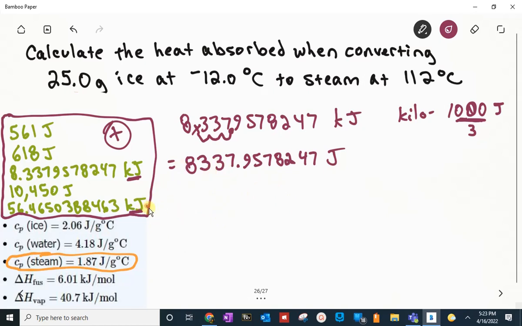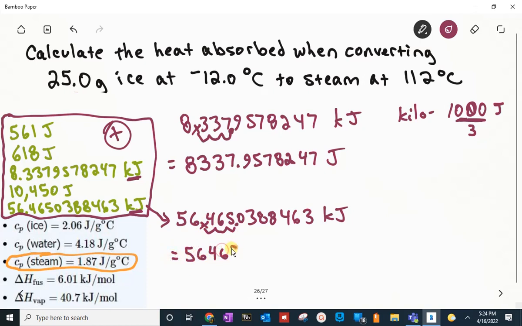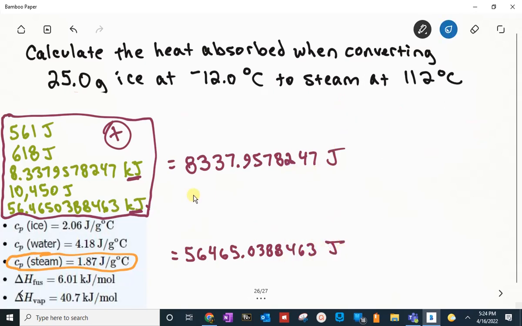And then we need to do the same thing for this down here. We have 56.4650388463 kilojoules. So if we move the decimal point over 3 places, then we're going to get 56,465.0388463 joules.